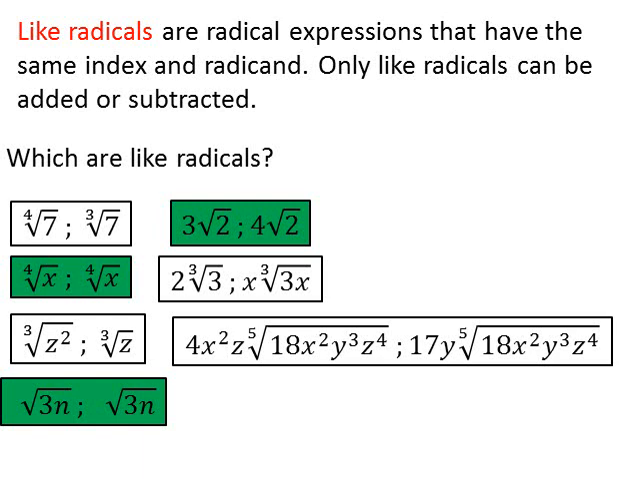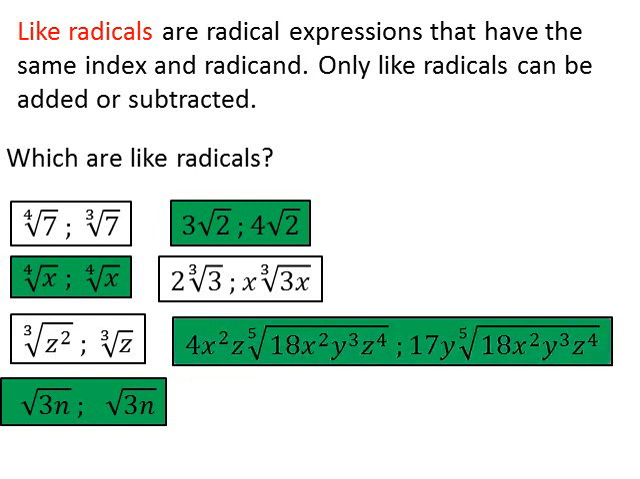And the last one, 4x squared z to the 5th root of 18x squared y to the 3rd z to the 4th, and so on. But you can see if you look at it, they're both 5th roots, and they both have 18x squared y to the 3rd z to the 4th. So those are like radicals.